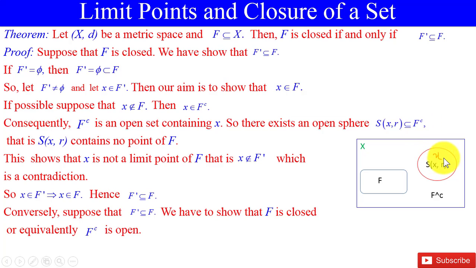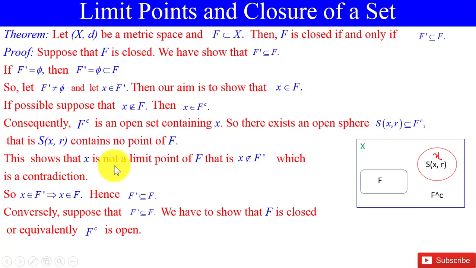So, this is point x outside of the closed set F, which belongs to F complement. Since F complement is open, there must exist an open sphere S(x, r) which is contained in F complement. That is, S(x, r) contains no point of F. Here S(x, r) is fully contained in F complement, and since F and F complement are disjoint, S(x, r) contains no point of F.